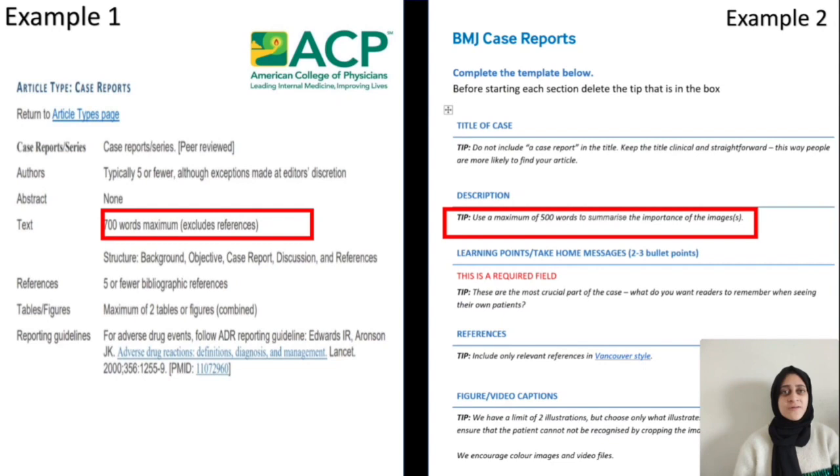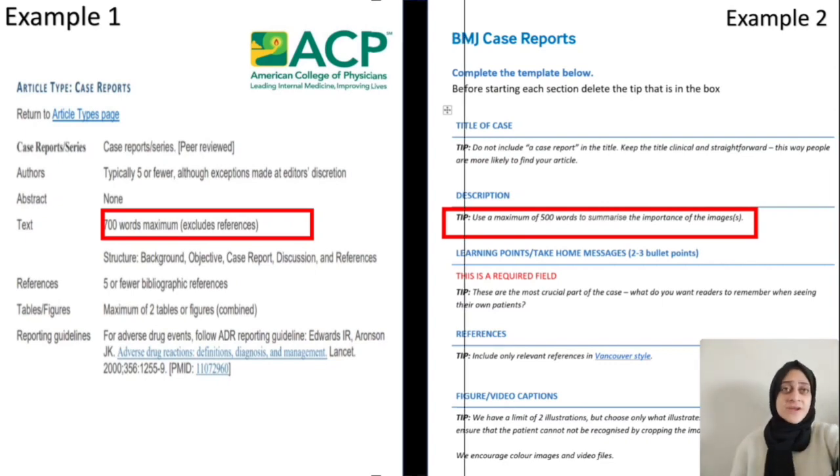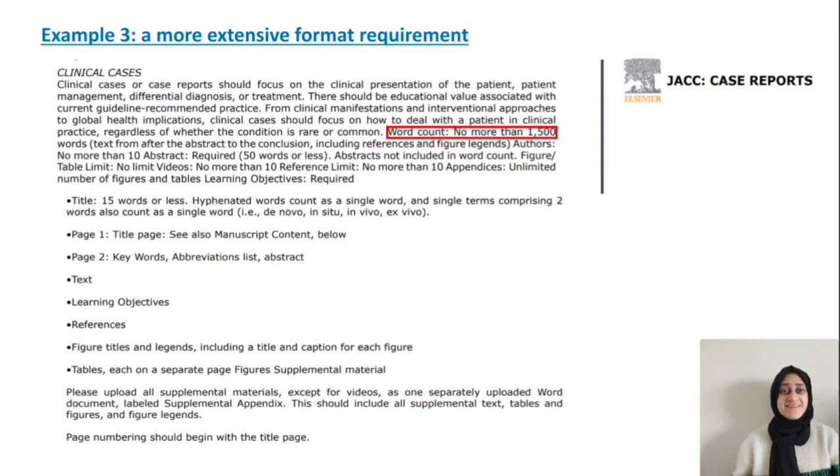So example 1, on the left, we have the instructions for a case report in the Journal of the American College of Physicians. Very easy instructions: a word limit of 700, 5 references, and a maximum of 2 tables. In example 2, again, really simple instructions: a maximum of 500 words and a limit of 2 illustrations, so that can be easily followed.